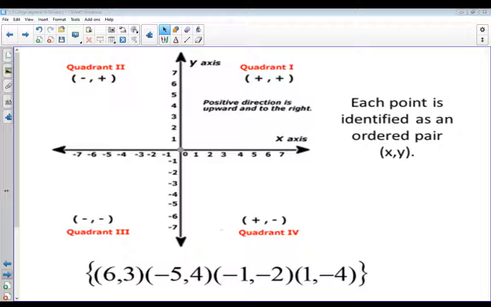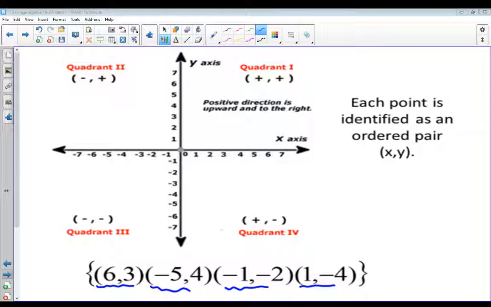Something else you might want to know is that on the online homework, there's going to be a case where you're given 4 points, and it asks you to plot them on the XY axis. So the point 6, 3 means you go to the right 6 and then up 3. You do the same for the next one, negative 5, 4. The negative 5 means you go to the left 5, and the positive 4 means you go up 4 units, and that's the point negative 5, 4.